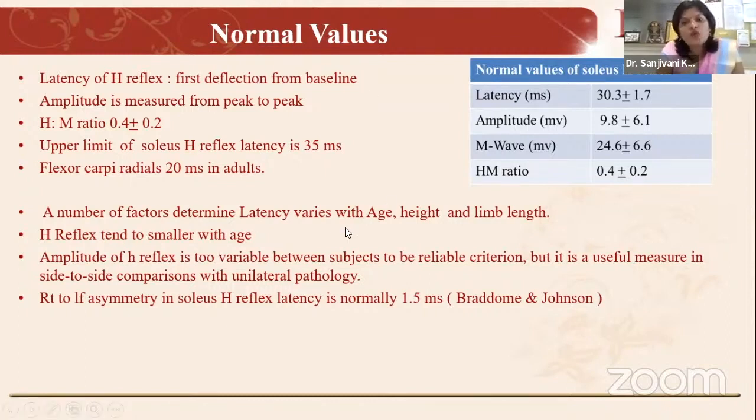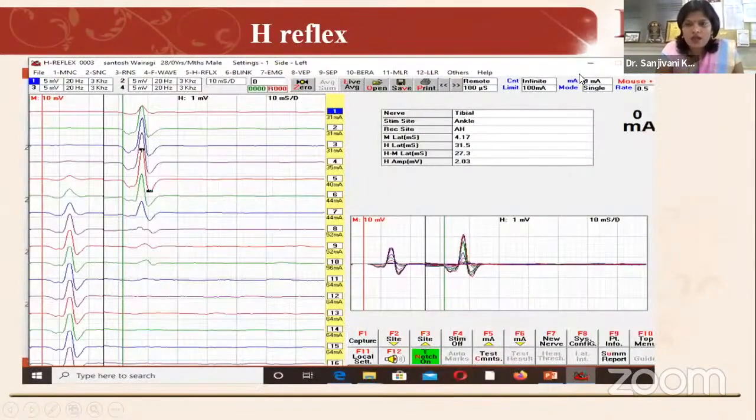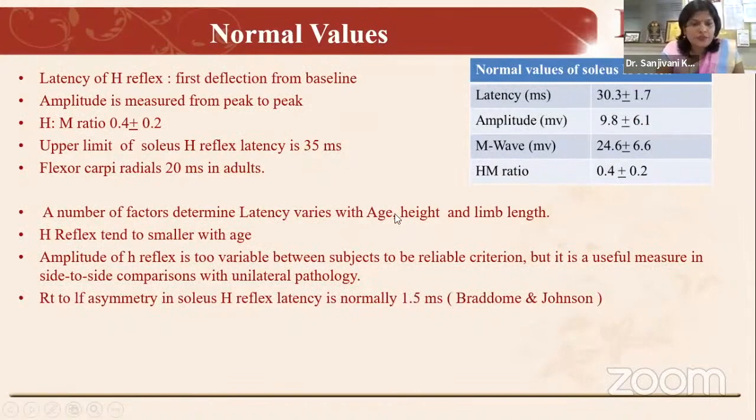H reflex, we can go for the upper limb also. I will explain it briefly. In this table, you are able to see what values are normal for H reflex. The number of factors that determine latencies are age, height, and limb length. It will be the same as in NCVs.